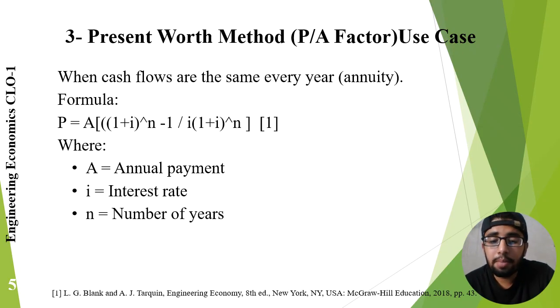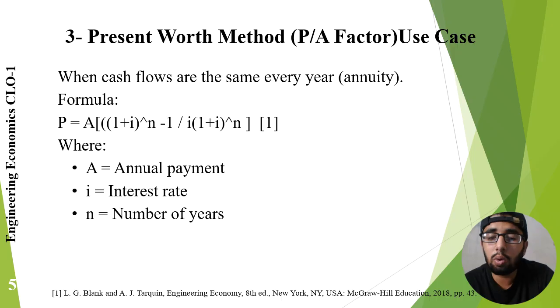Now, fifth slide. In many engineering projects, the same amount of money is received or spent every year. Examples include annual maintenance costs, yearly operating expenses, rental payments, or annual revenues. When cash flows are equal every year, we call them uniform cash flows or annuities. Instead of calculating the present value of each payment, engineering economists use the present worth factor, commonly called the P over A factor, which I have shown you on the previous slide. This formula simplifies calculation and saves time.